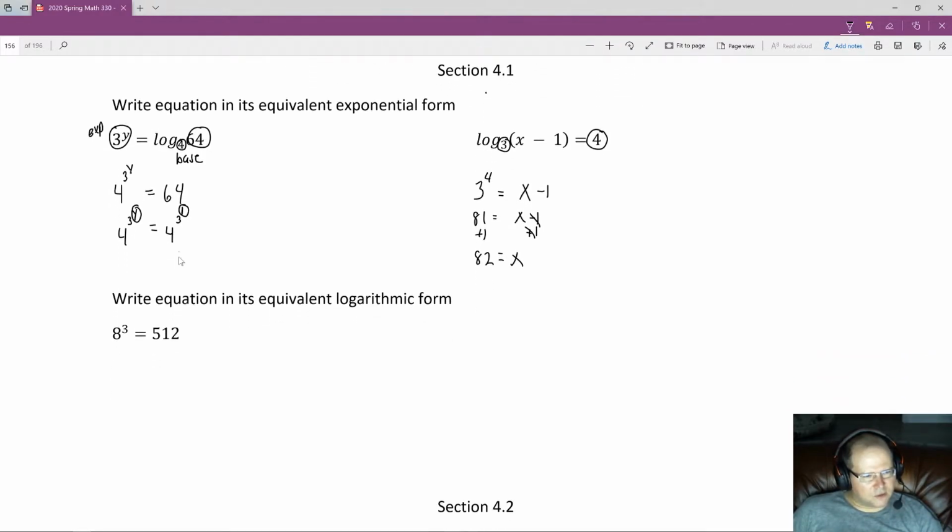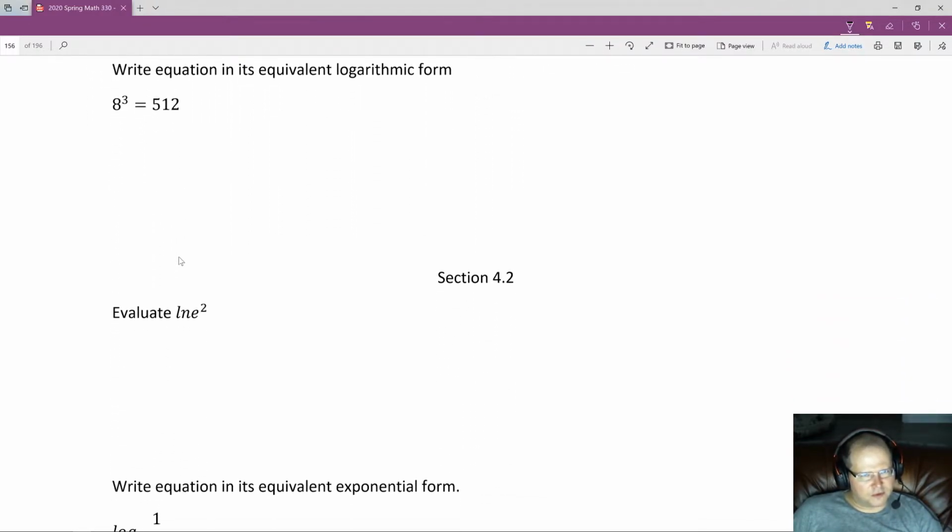All right, let's try the next one. Write the equation in its equivalent logarithmic form. Okay, so now we're going to flip the paradigm. This is going to be a log. And what is the base of this log going to be? The base of this log is going to be the base of the exponent, which is 8. And what is it equal to? The argument is going to be this right here, the 512. And what exponent did it have to be? Well, it was 3. So log base 8 of 512 is equal to 3.